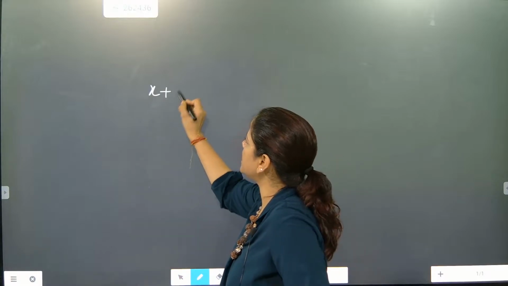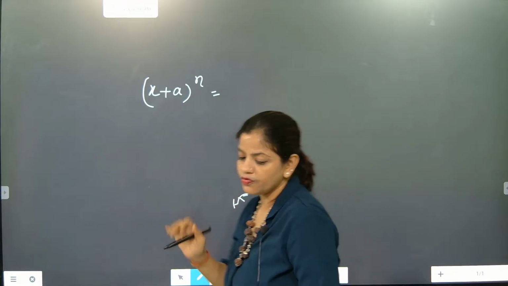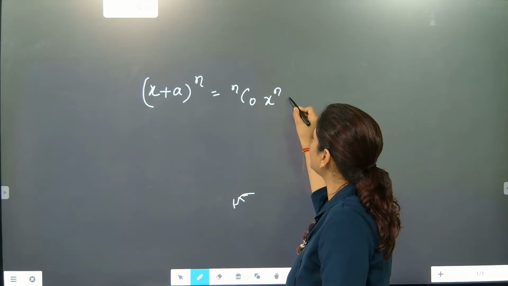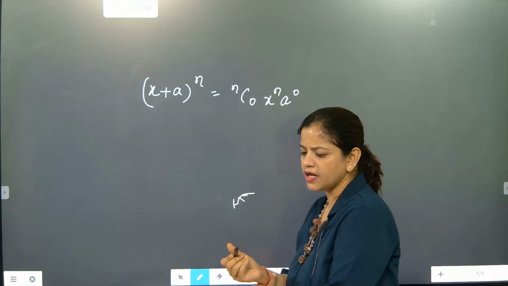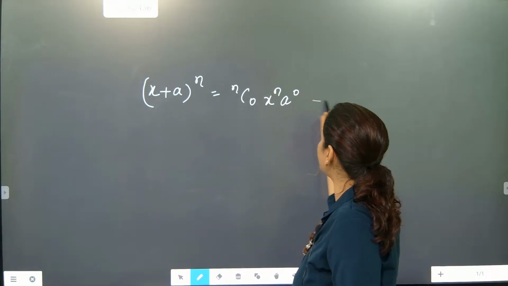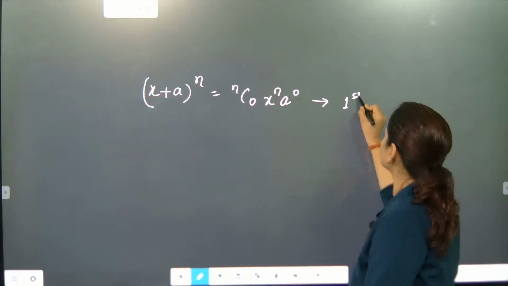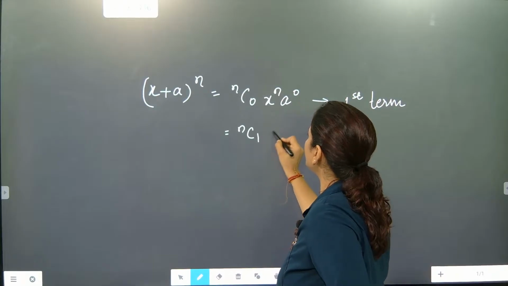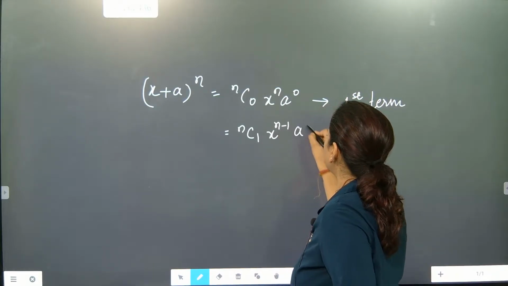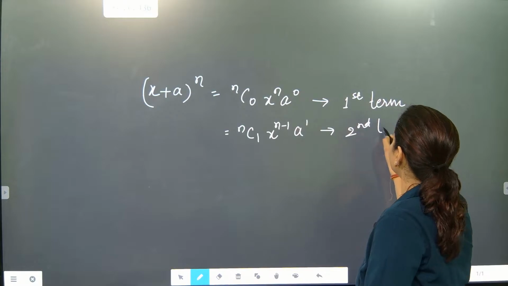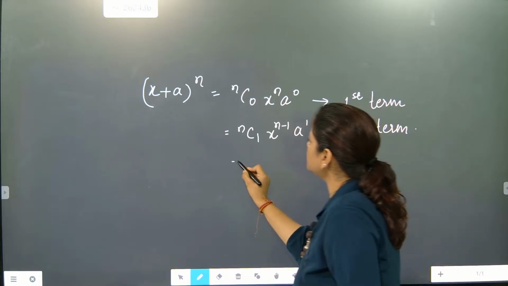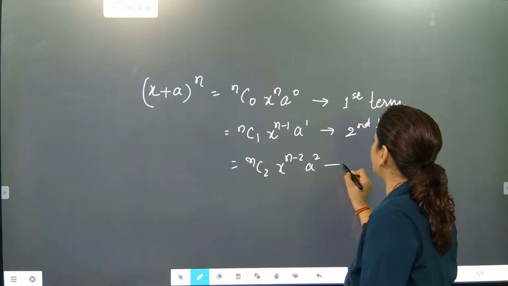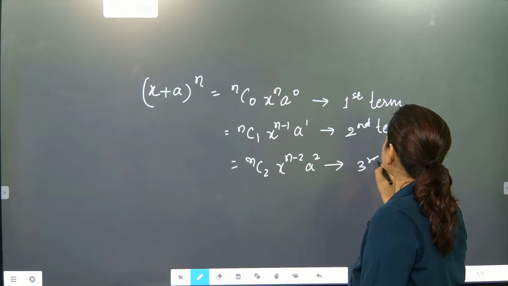When (x + a) to the power n is there, we know what is the first term. Our first term is nC0 x to the power n a to the power 0. Correct? Now second term. What is our second term? nC1 x to the power n minus 1 a to the power 1. This is our second term. Now third term: nC2 x to the power n minus 2 a to the power 2.